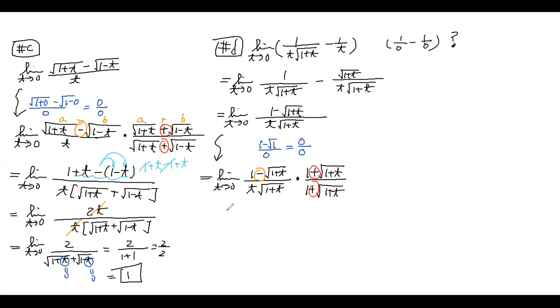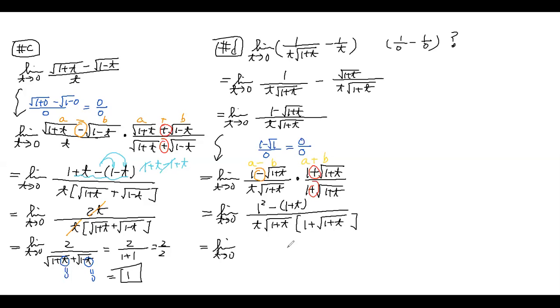Now the same old, same old. This is the limit as t approaches 0. The bottom is kind of big, but it's fine: t times the square root of 1 plus t, times 1 plus the square root of 1 plus t. Now the top is a minus b times a plus b again, so it will be a squared: 1 squared minus the square root of 1 plus t squared. So it's 1 minus 1 plus t. Now let's simplify it a little bit.